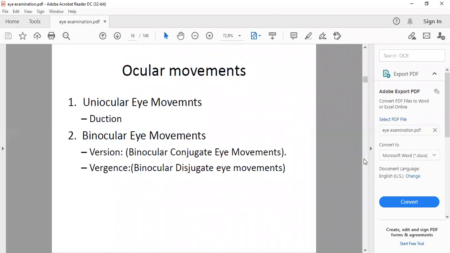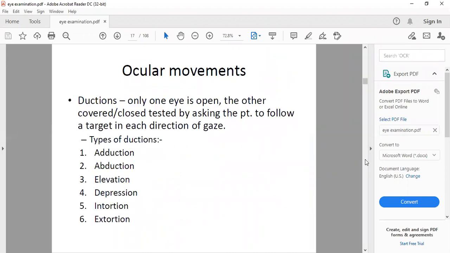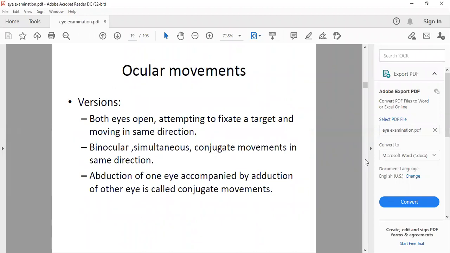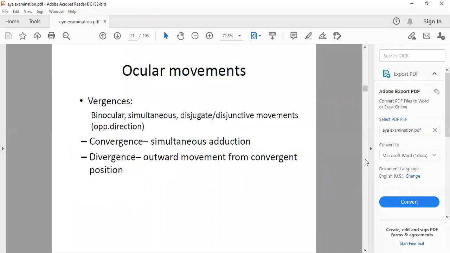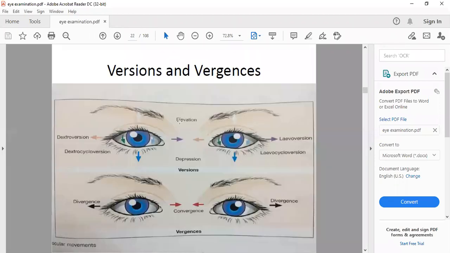So this squint assessment is beyond the scope of these clinics. So I'm not discussing the squint assessment. Then ocular movements. I told you that there are various types of ocular movements, uniocular and binocular. But what we are interested in is only binocular movement. That is called version. So how do you see the version?